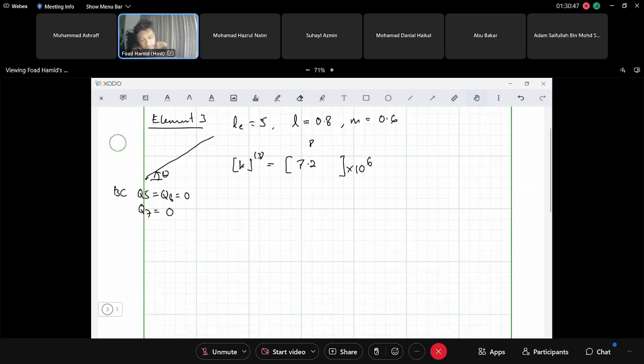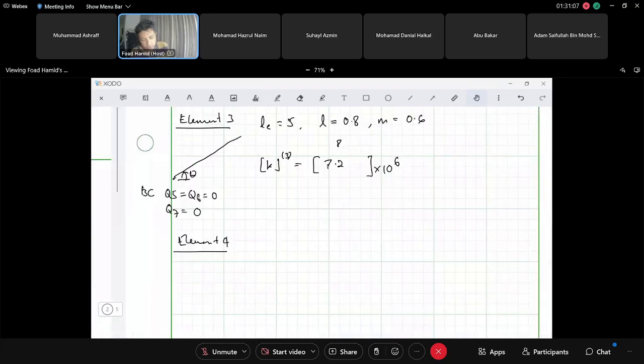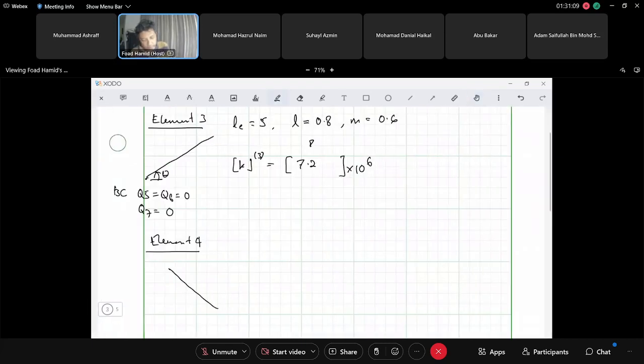So, element number 4. Where is element number 4? This one. For element number 4, it is nodes 2 and 4, where 2 is the first local node and 4 is the second local node. So my angle theta is here.